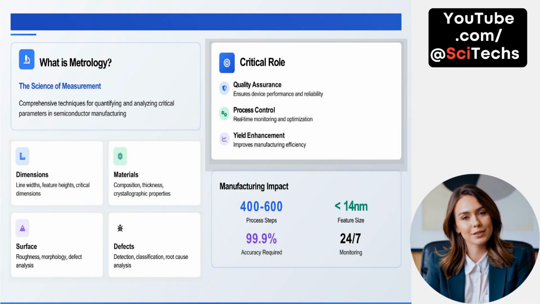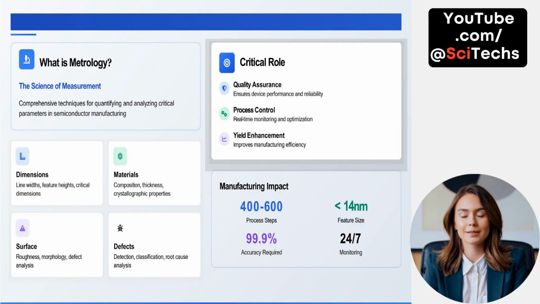Material analysis includes determining the composition, thickness, and crystallographic properties of each layer deposited on the wafer. Surface metrology addresses roughness and morphology, which influence adhesion, reflectivity, and functional performance. Defect metrology is key for detecting, classifying, and performing root cause analysis on unwanted particles or pattern errors.